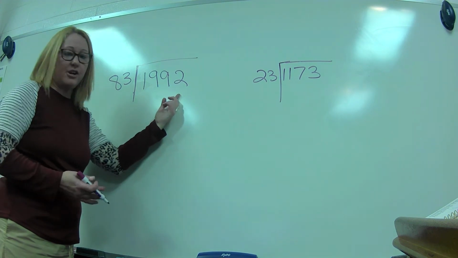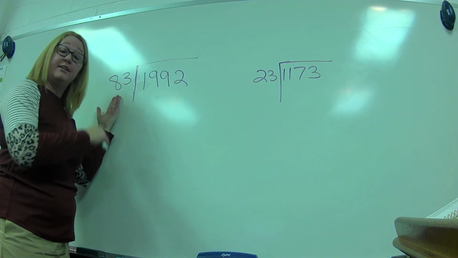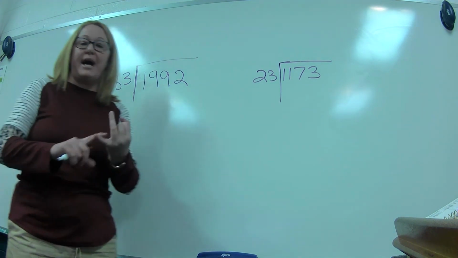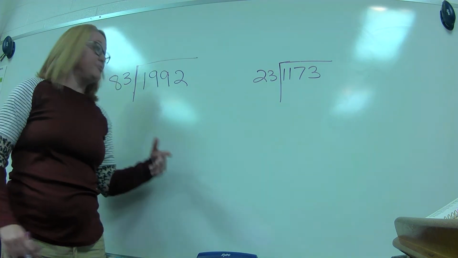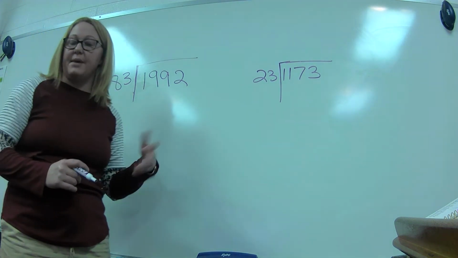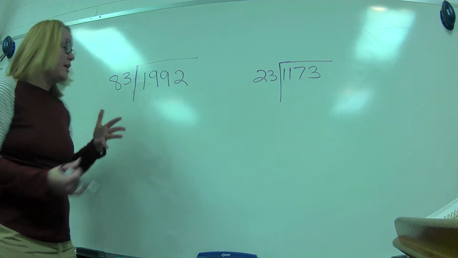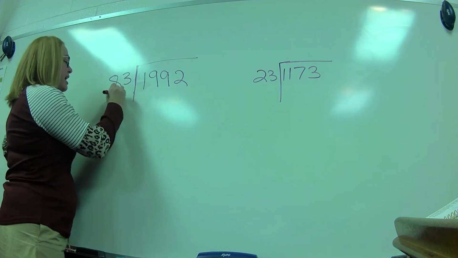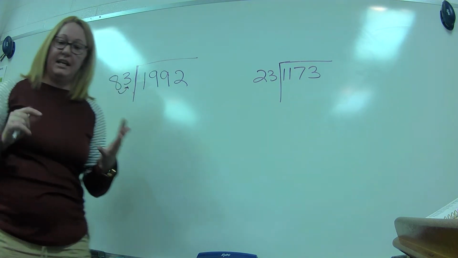Don't let that number scare you. And I have 83 as my divisor. Well, I don't know. I know 83 times 1 is 83. 83 times 2, I can figure it out. 83 times 3, I can figure it out. But I do need somewhere to start. So when it's 2 digits, I draw me a little arrow over here, and I use my rounding keys.